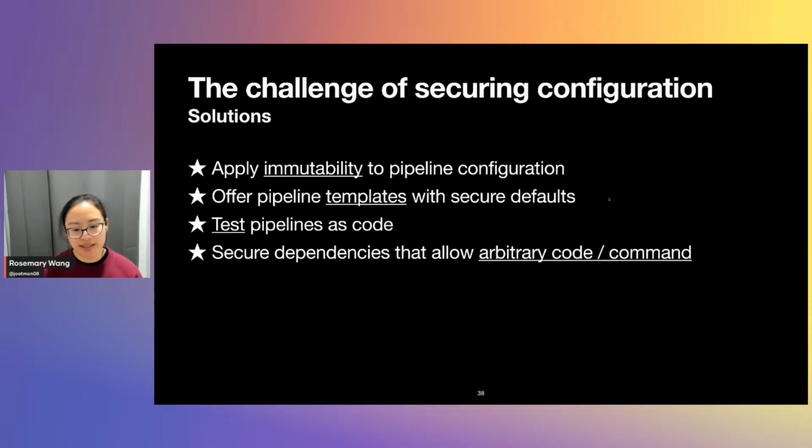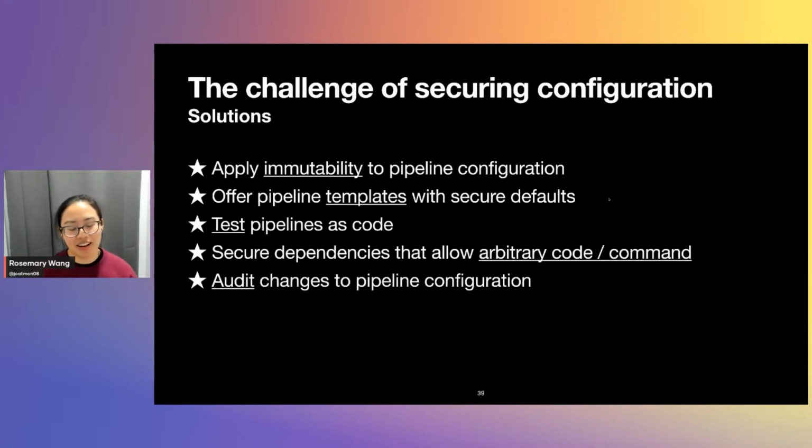Finally, securing dependencies that allow arbitrary code or command execution. This is more common as an exploit now, so definitely consider either disallowing it or only allowing it on certain exceptions. Arbitrary code execution can do a lot of interesting things to a runner or to generally a pipeline system. So securing dependencies that do allow that goes a long way to making sure your pipelines are minimally secure.